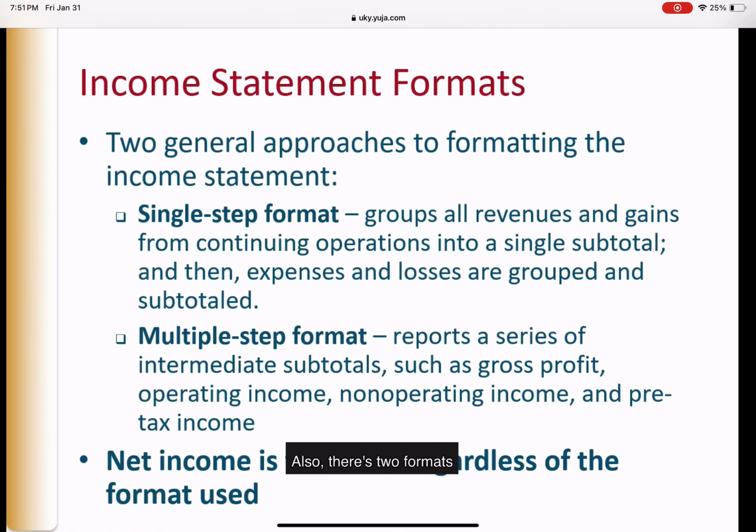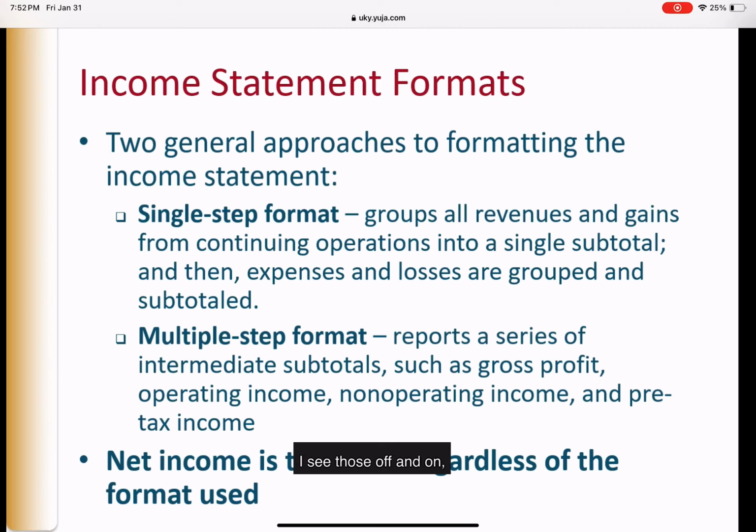Also, there are 2 formats that you'll see companies using out there, and both are acceptable under GAAP. You have something called the single step form, where every revenue is listed first, likewise your gains and everything, and then you deduct all your expenses and losses. You're going to get the same net income number no matter which approach you use. Now, the multi-step is what we've been talking about, where you have your gross profit, then your operating expenses are listed, and you have your operating income, then you have your gains and losses and other revenues and expenses, and finally you have your pre-tax income, and you back off your taxes to get, of course, your net income.